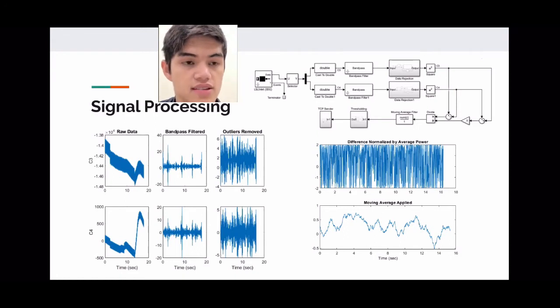From there, the data is squared, and the data from the C4 electrode is subtracted from the C3 electrode, and then normalized to the average power of both of those electrodes. From there, a moving average filter is taken to remove overlying noise, and it's passed into the thresholding system.